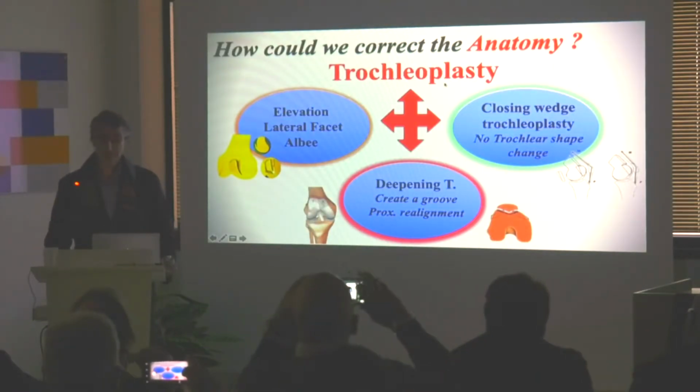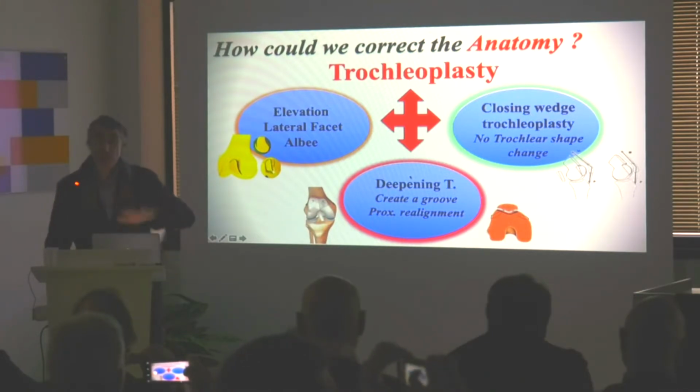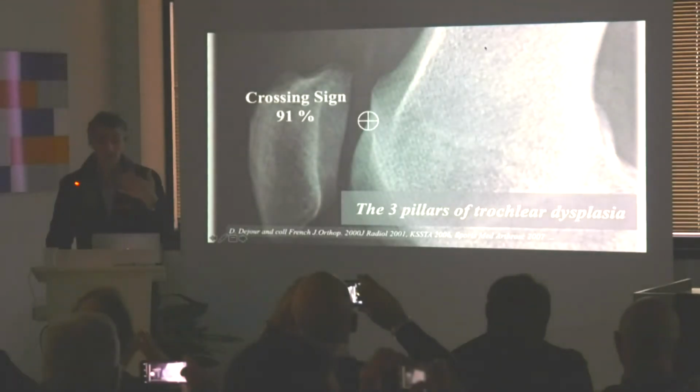How to correct the anatomy? Trochleoplasty, you can do the IB procedure, with a fantastic book that I have seen in the Rizzoli library. Fantastic, I was able to see this book. You can do a closing wedge osteotomy, in which you remove the bump but you don't change the shape of the trochlea. And then you can do the best, the deepening trochleoplasty, where you recreate the groove and you do a proximal realignment. So this is the open deepening trochleoplasty.